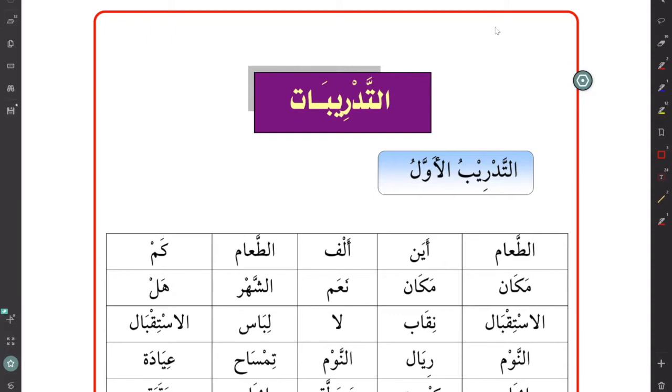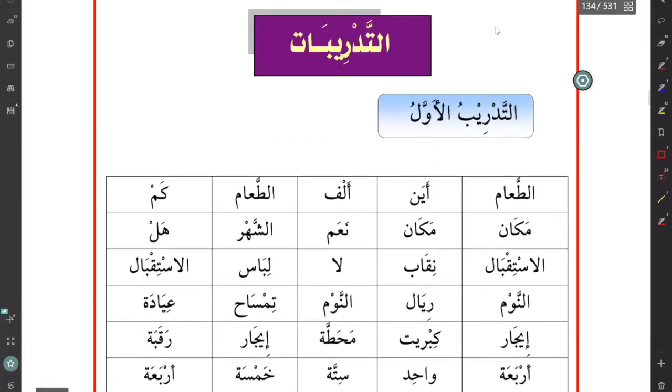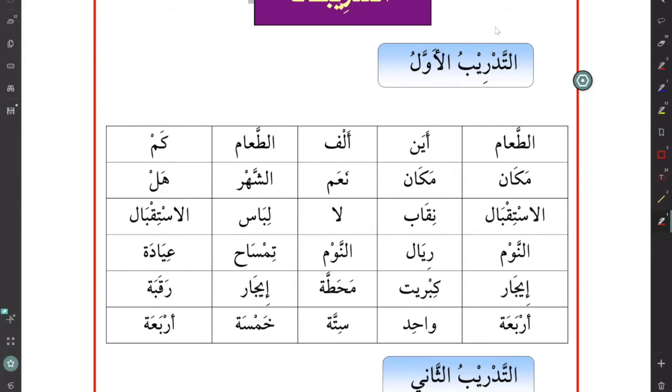So we are starting with التدريبات, and we have the first تدريب, التدريب الأول. As always, it starts with the vocabulary exercise, right? So here we have الطعام. الطعام is food, and we need to find the word from the list, right? الطعام. Makan, makan is place or area, right? Makan, and here we have makan.